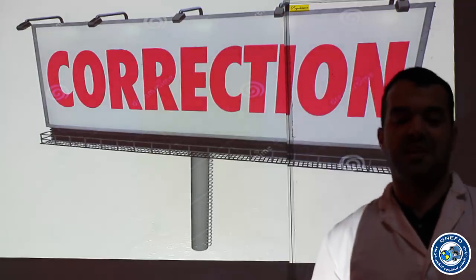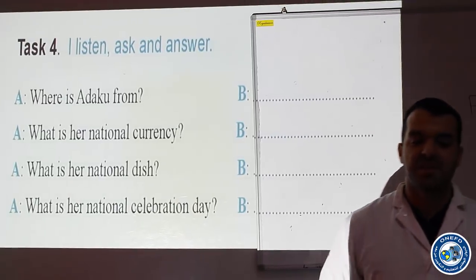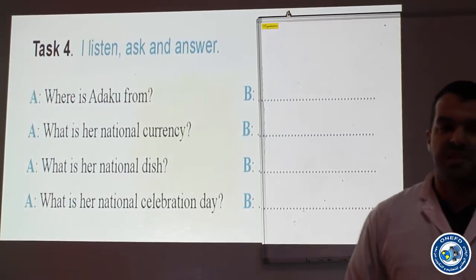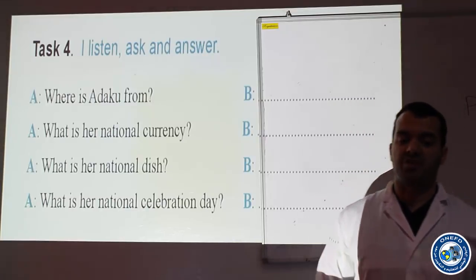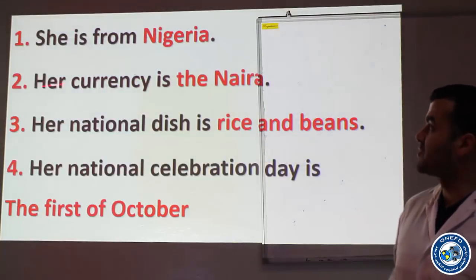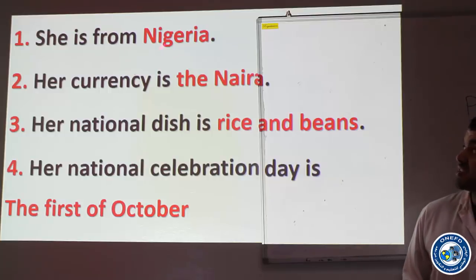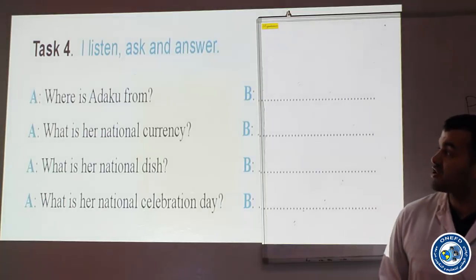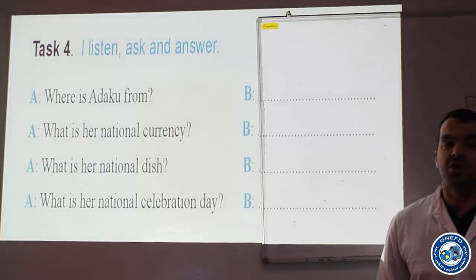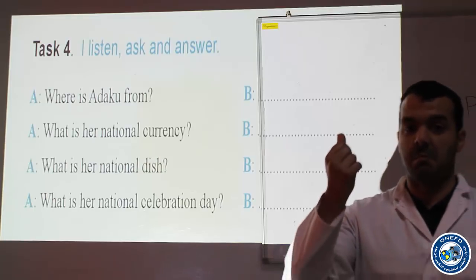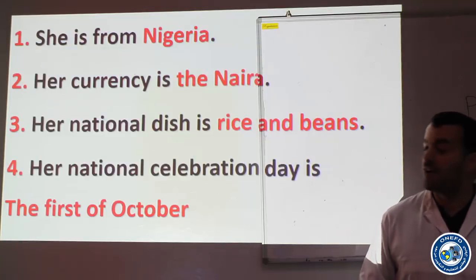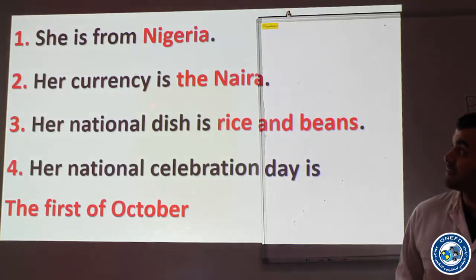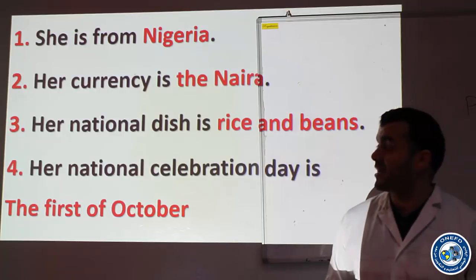Okay, time is up. Let's correct together. So, where is Adako from? It means, which country? She is from Nigeria. Second question: what is her national currency? Money. Her national currency is the Naira.